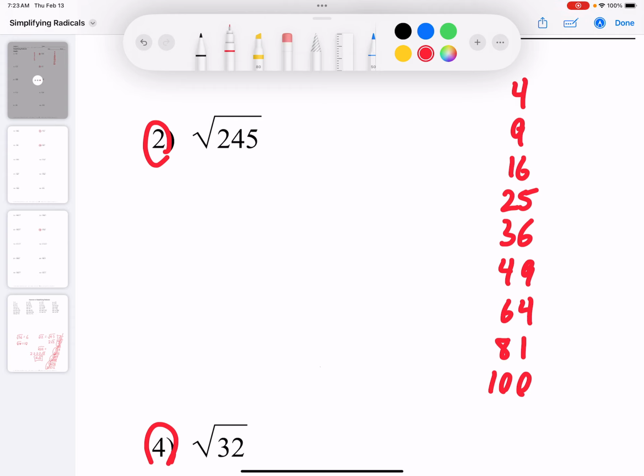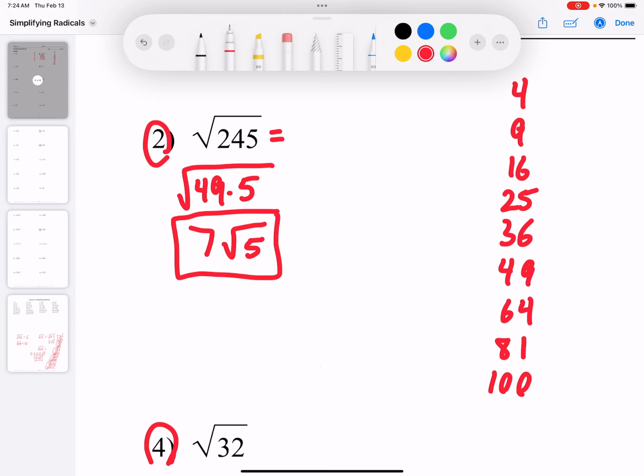So when I use the perfect square method, what I'm looking for is a perfect square number that will divide into what I have here. And so what I can do is rewrite 245 as 49 times 5. So I can take the square root of 49, which is 7, and I'm left over with the square root of 5. And that's my answer. But I have to break down 245 into 49 times 5 before I can take the square root of 49. So that's how you do that.